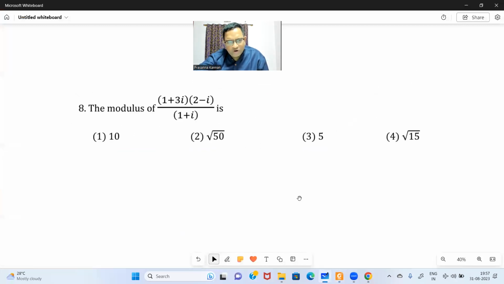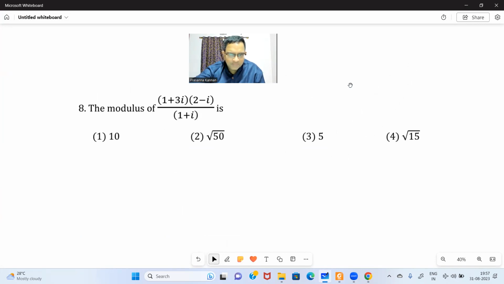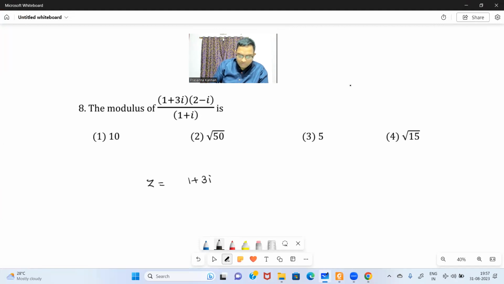Okay. Modulus of the given function. What is the easiest way to do it? Come on, who can tell me? It's a very simple sum. So that is 1 plus 3i into 2 minus i, divided by 1 plus i.